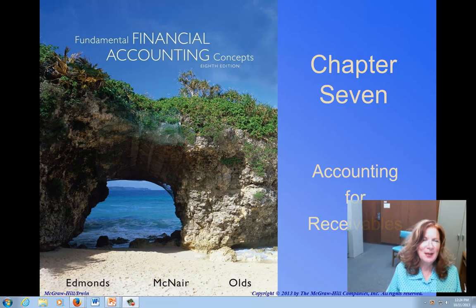Welcome to chapter 7. Welcome to a new current asset for you, and work with an old familiar current asset for you. So chapter 7 is about accounting for receivables, and we're going to be first talking about an old friend, accounts receivable, that you've seen and worked with probably since close to chapter 2.